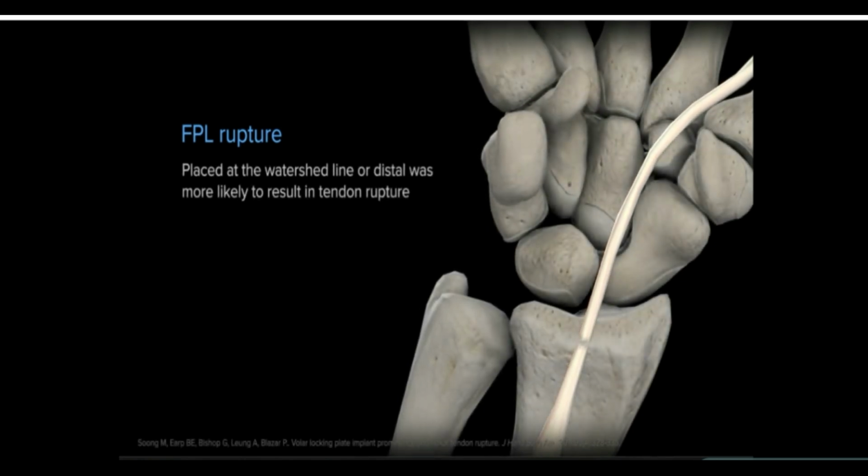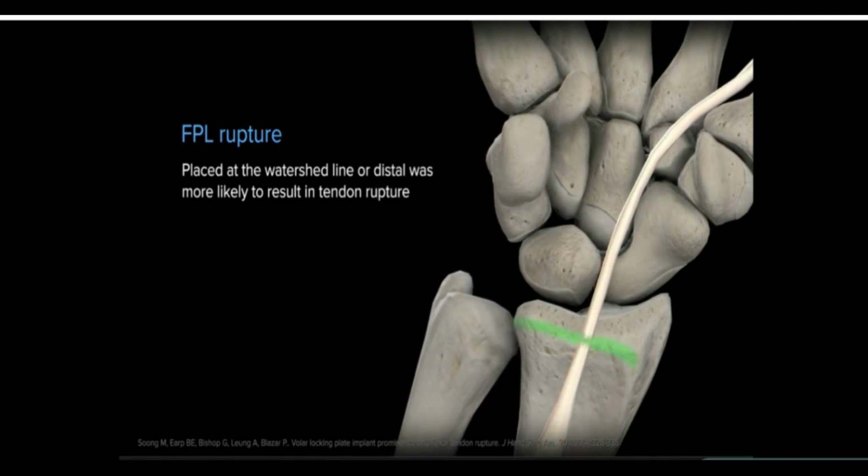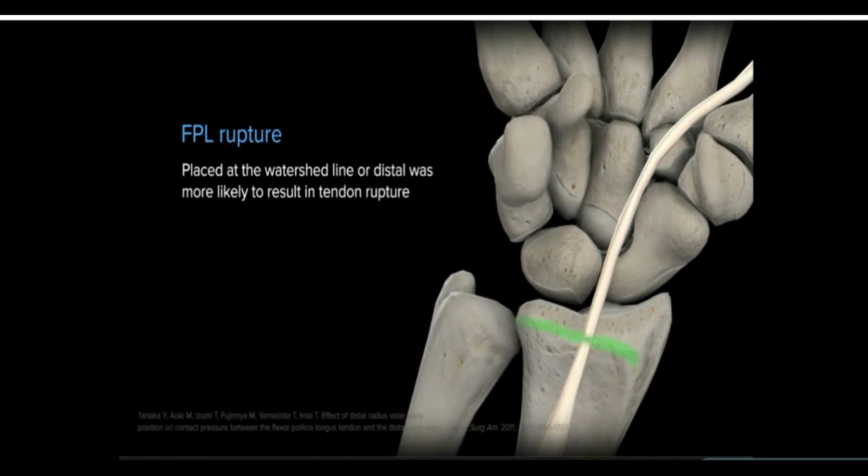Soong and others indicated that a volar plate placed at the watershed line or distal to that was more likely to result in tendon rupture. Another study by Tanaka and others showed that pinch and wrist extension performed simultaneously increases the contact pressure at the FPL when a volar plate is placed distal to the watershed line.